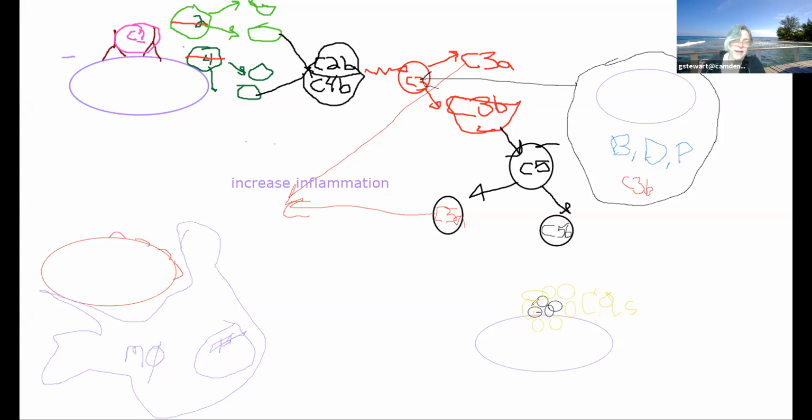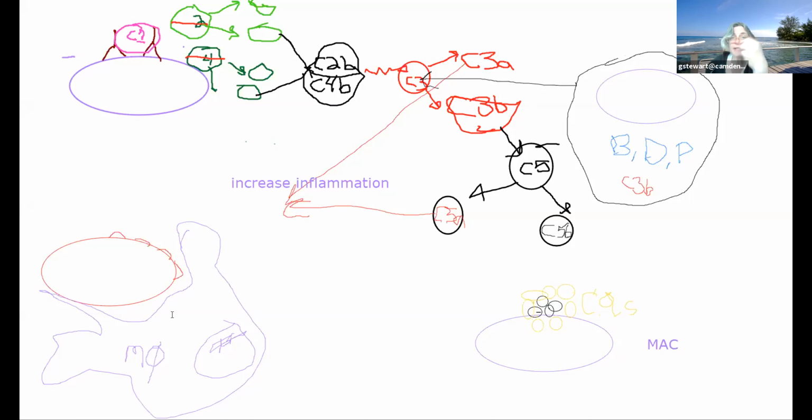These proteins, I forgot to tell you, C5b, 6, 7, 8, and 9, they have another name as well. They're called the membrane attack complex, or the MAC, for membrane attack complex.